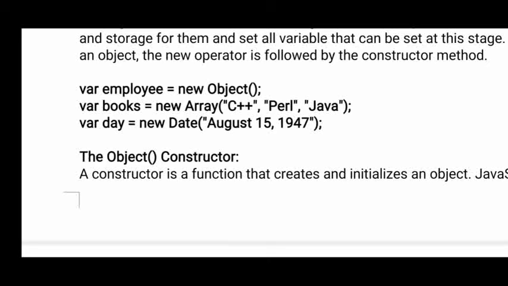Now you see where books, here also books is an object, new Array. Array is a constructor. Here books is an array object. Next where day equals new Date. Date is an object. Okay, these are the different methods to create an object. The first one that I have explained, that is a user defined object.